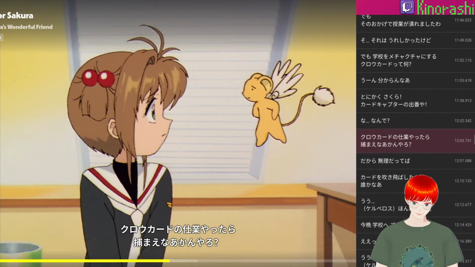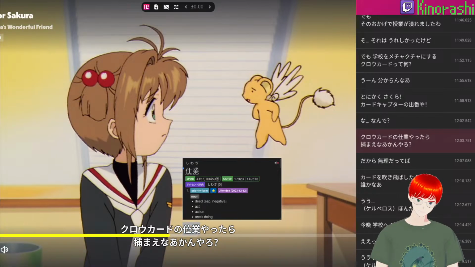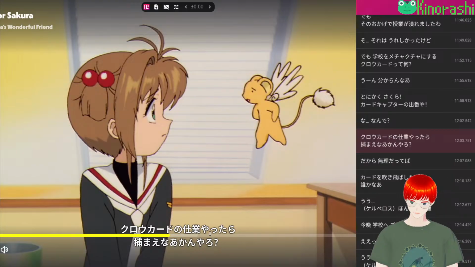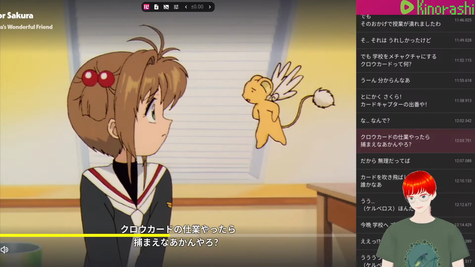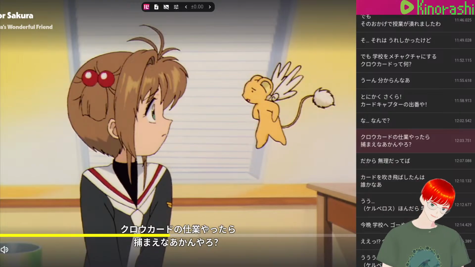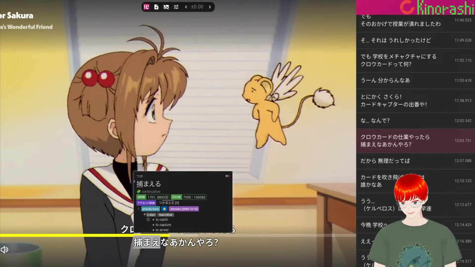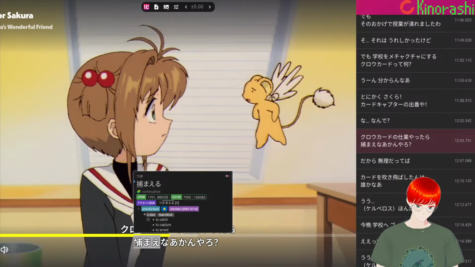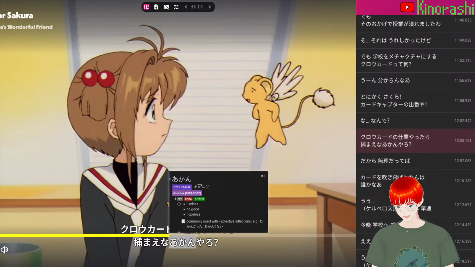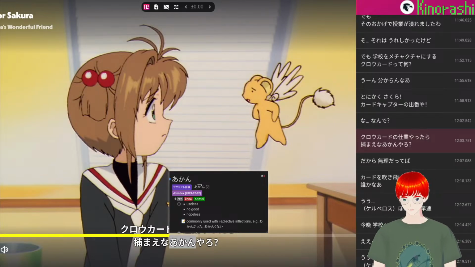なんで, why or what reason? クローカードの仕業, the Clow Card's actions. やったら, so if it is, or when. So when Clow Cards do actions, because the conditional form could be either if or when. 捕まえる, or 捕まえなあかん. Akan is the Kansai dialect for saying dame, essentially.